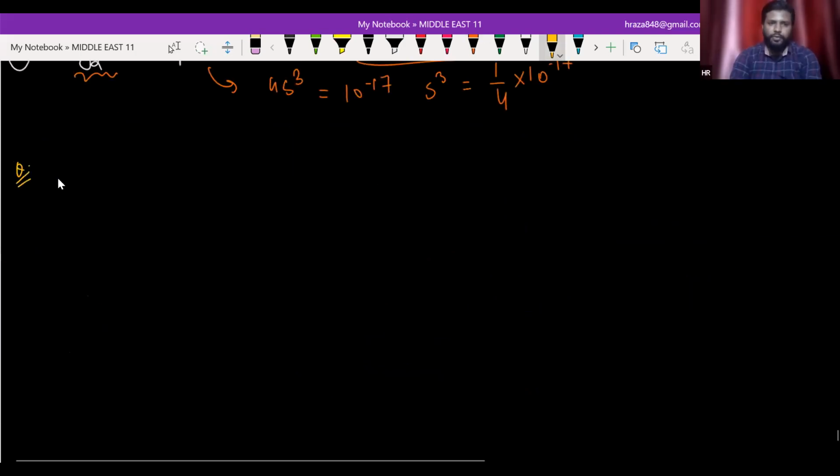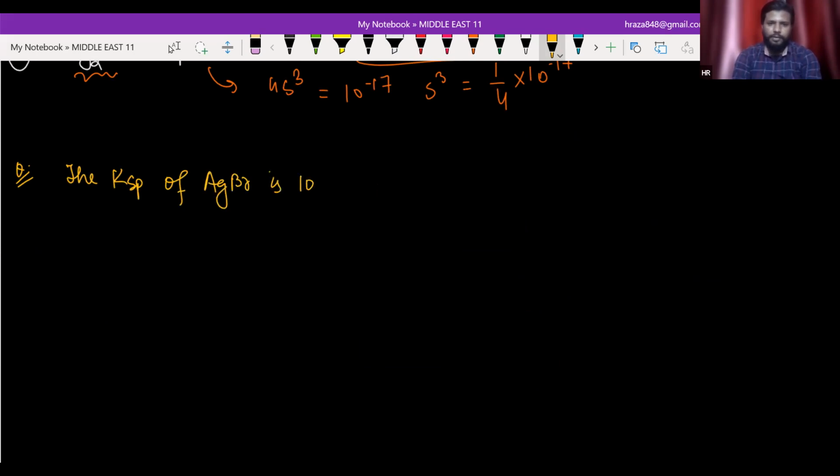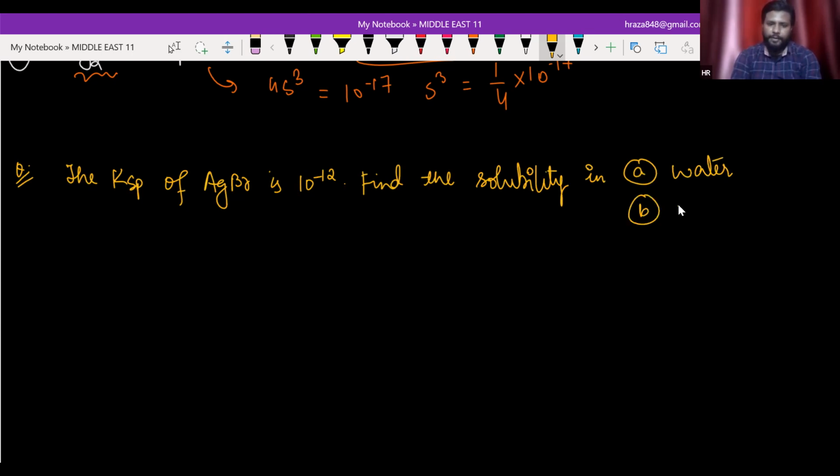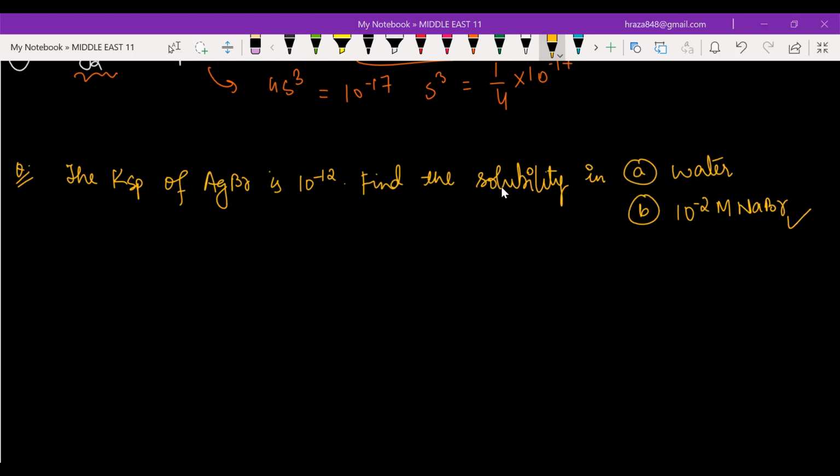So here is another type of question which is very easy. The Ksp of AgBr is 10 raised to the power minus 12. Find the solubility (a) in water and (b) in NaBr, 10 raised to the power minus 2 m NaBr. Please do it.